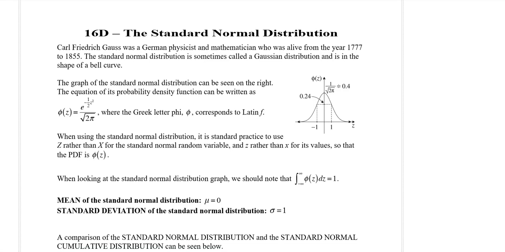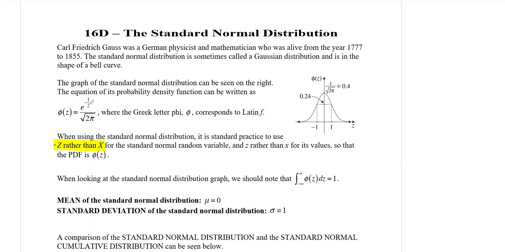Okay, so we have the Greek letter phi, which is a circle with a line through it, and it corresponds to the Latin letter F. So it's using a different notation, but it really is referring to your F of X, we were using F of X before, but we're going to be finding Z's as well. That's going to be a new thing coming in. When using the standard normal distribution, it is standard practice to use Z rather than X for the standard normal distribution variable and for its values, so that its PDF is phi of Z.